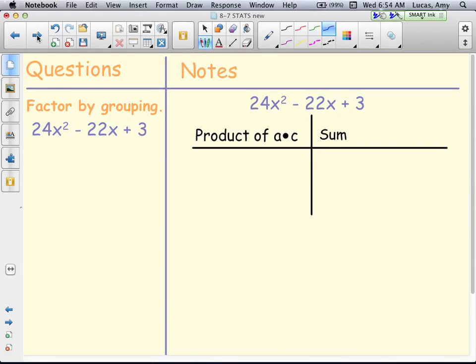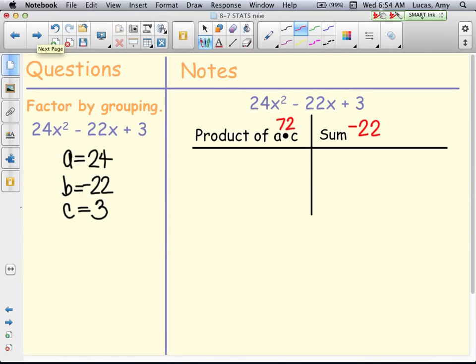Example 3. On this problem, our value for A is 24, which has quite a few factors. B is negative 22, and C is 3. Our product on this one now, 24 times 3 is 72, and our sum is negative 22.